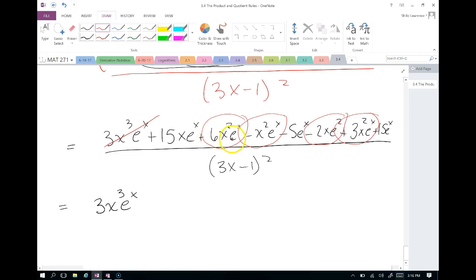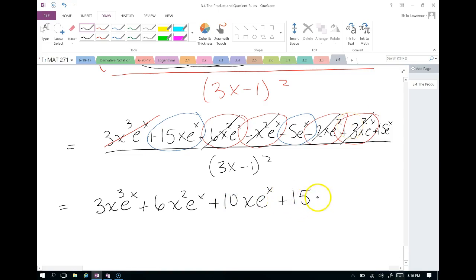So we've got positive 6, minus 1, minus 2, and positive 3. So that's 9, 8, 7. So a total of positive 6 of them. So plus 6x squared e to the x. And then some linear x e to the x's. We have positive 15 and minus 5. That's going to make a total of positive 10. And then our little lonesome 15 e to the x at the end that has no x's in the front, all over (3x minus 1) squared.